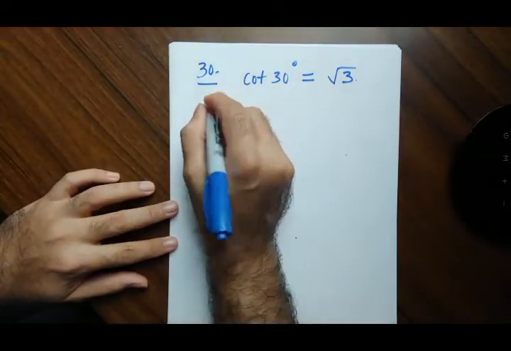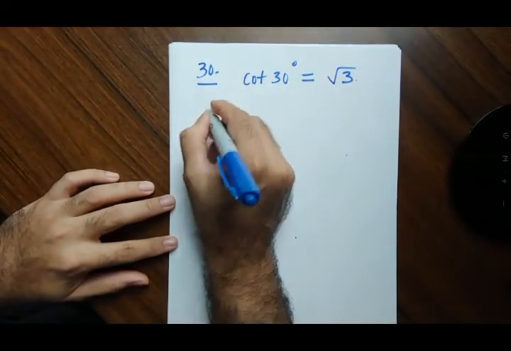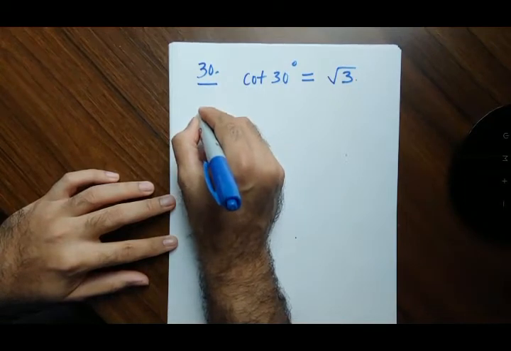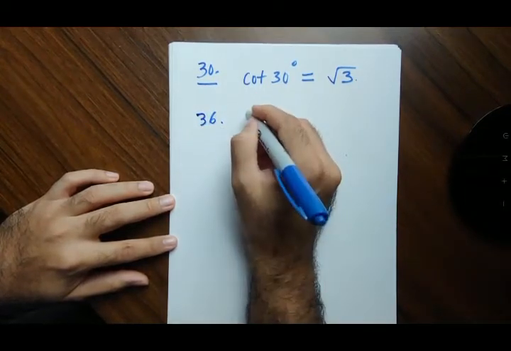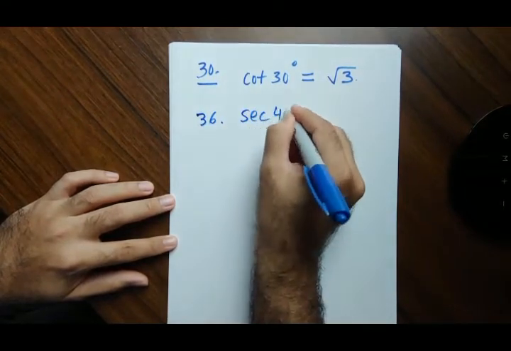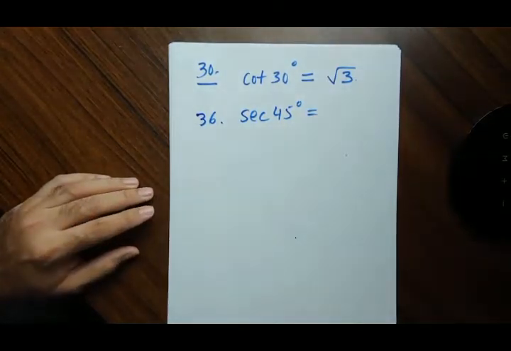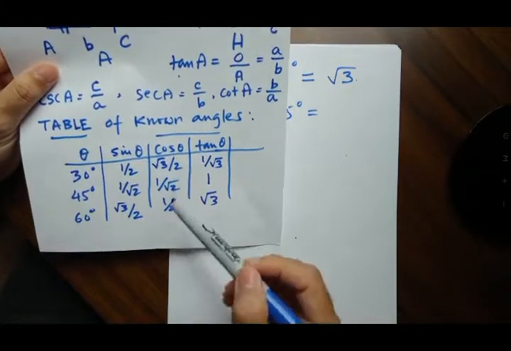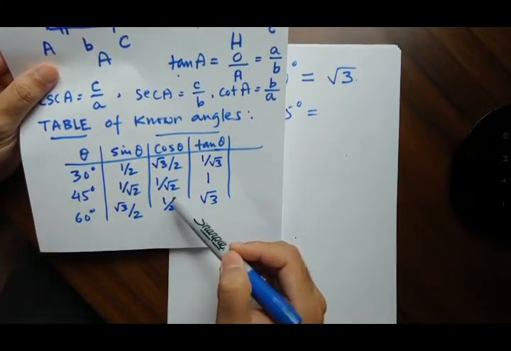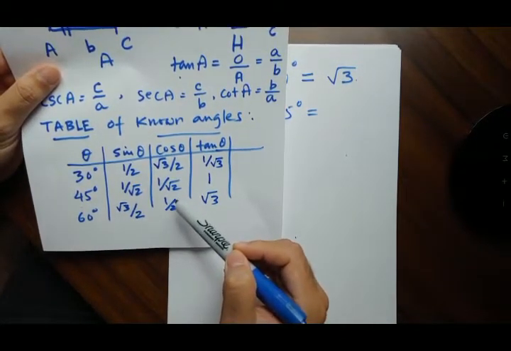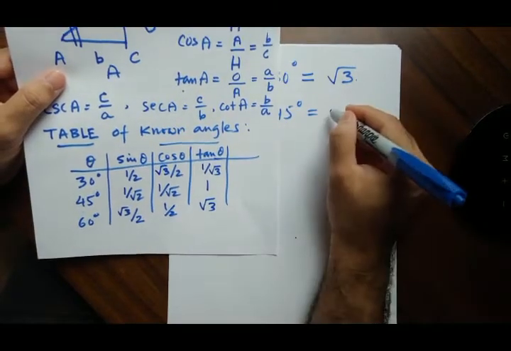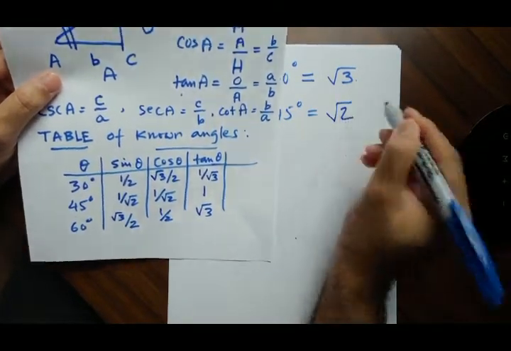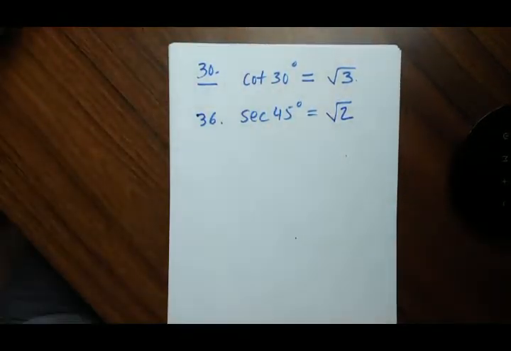Similarly, let's try another one. Maybe 36. It says secant 45 degrees. So what do I know about secant? Again, you have the whole table, but I have cosine written here. So cosine 45 is 1 over square root of 2. If I flip it, I get square root of 2. That would be the answer for that.